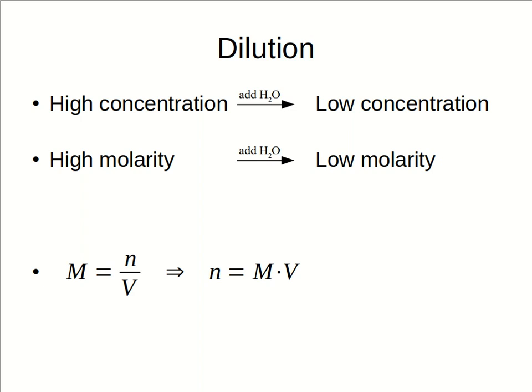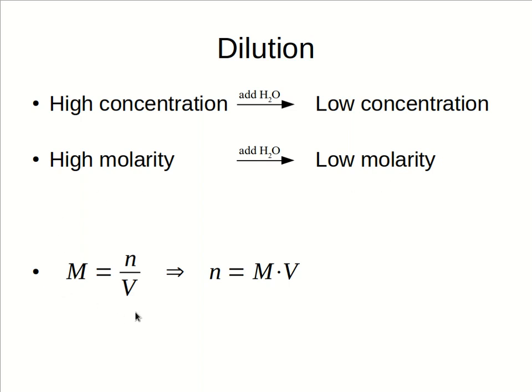Second way of making solutions with a specific molarity is to start with a solution that has a higher concentration, add some water, and make a solution that has the wanted lower concentration, expressed as molarity. Start with a solution that has some higher molarity, add water, and then get a solution that has the sought or wanted lower molarity. This process is called dilution. I'm diluting a concentrated solution to make a diluted solution.